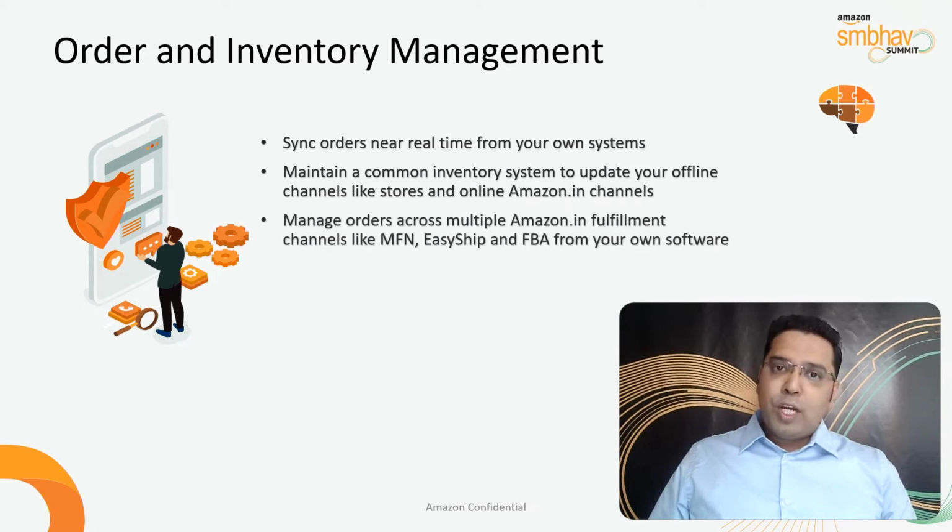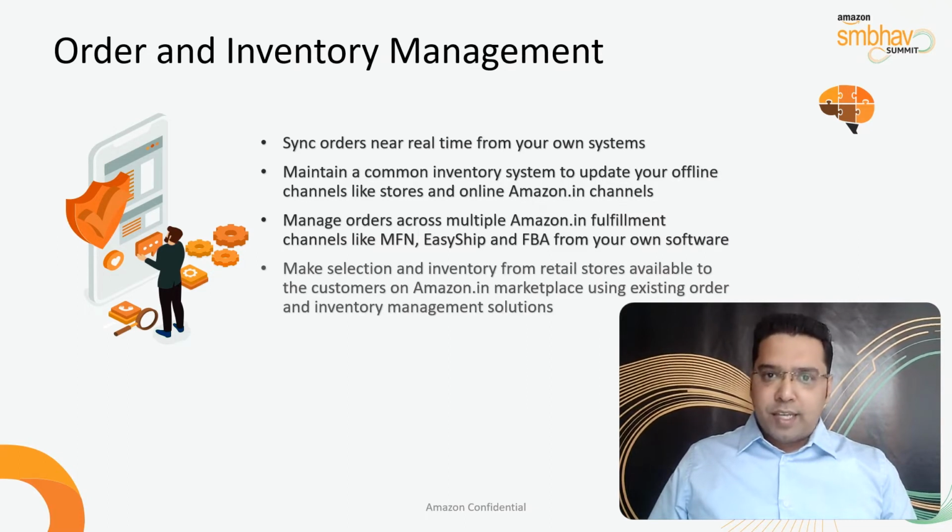Marketplace APIs also allow you to manage orders across different fulfillment networks, whether it's MFN, EasyShip, and FBA. If you are a seller and you have multiple retail stores, our API integration also allows you to fulfill orders through those different retail stores and maintain those inventories on Amazon. This helps you to reduce the order cancellations due to out of stock.